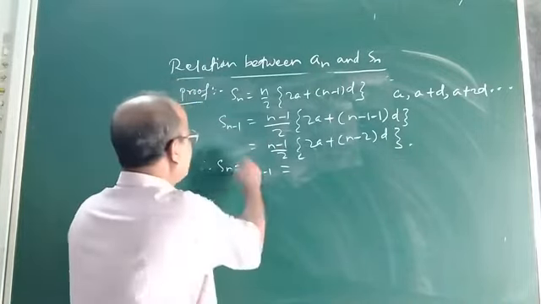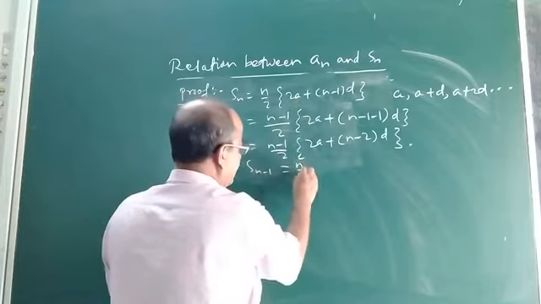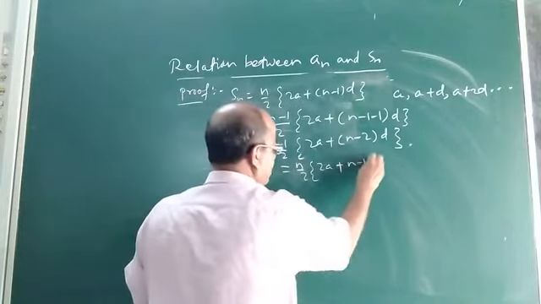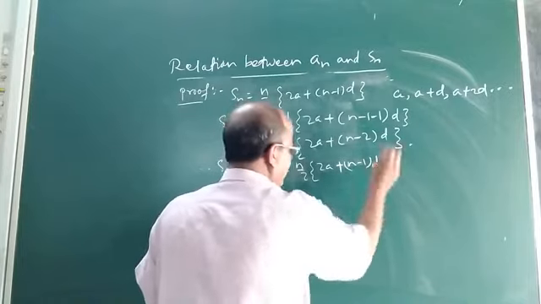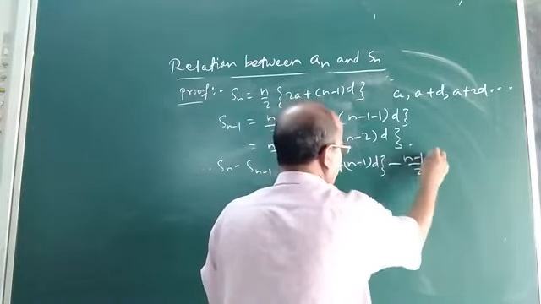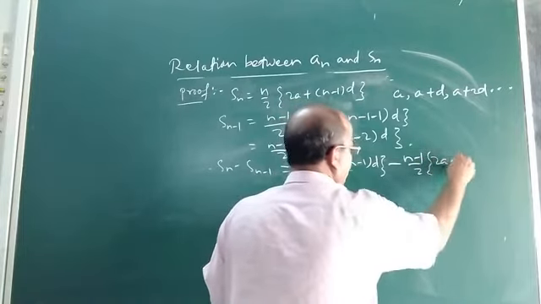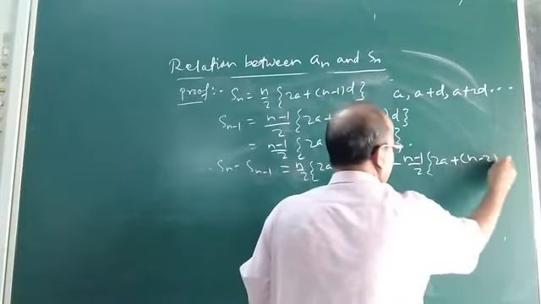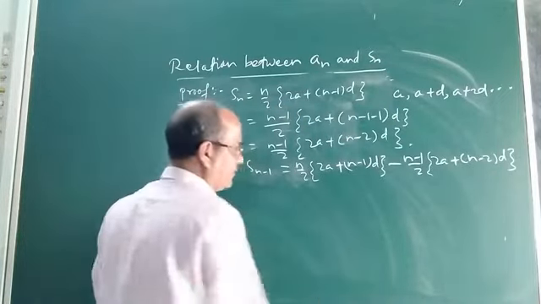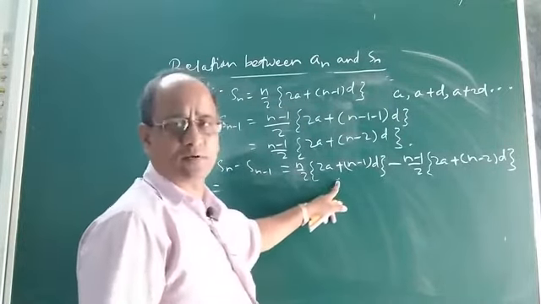Okay. So now you put the value of Sn, it is n by 2 into 2a plus n minus 1 into d, minus this value, you put n minus 1 by 2 into 2a plus n minus 2 into d. Okay. Now let us simplify this expression. Now in order to simplify this expression, what to do?